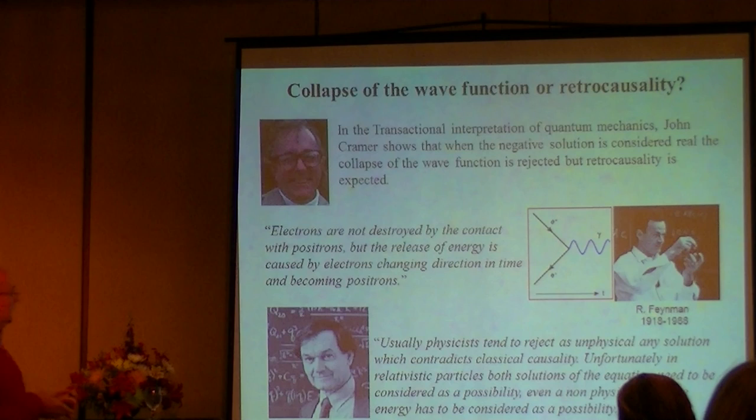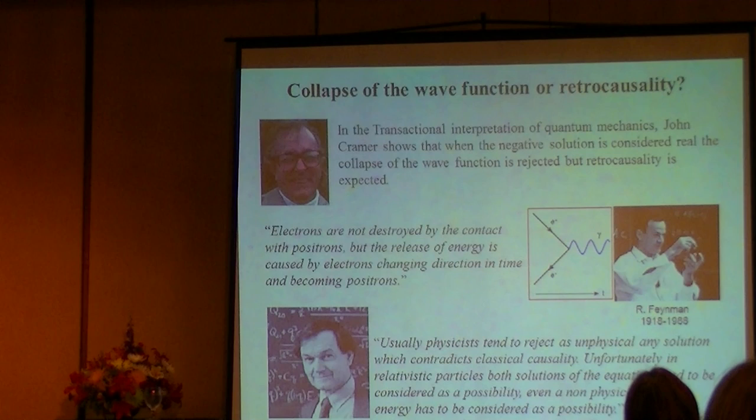Now, the point is this: we are faced with two options. Either we have the collapse of the wave function, or we have retrocausality. We can't have both of them. Many people are working now on the idea of retrocausality. One of the main physicists is John Cramer from Washington State University, and he formulated his transactional interpretation, according to which every aspect of reality is a continuous interplay between causality and retrocausality.